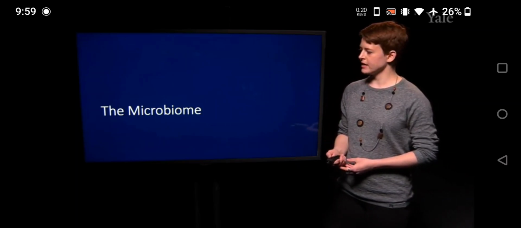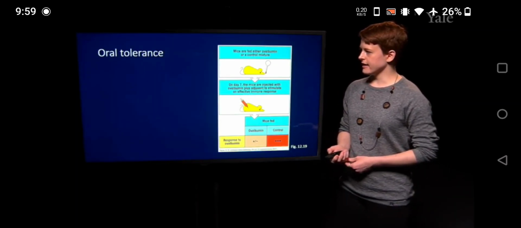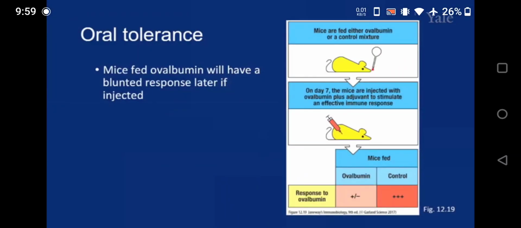In the gut, one concept that's very important is called oral tolerance. So this is an experimental example, but mice that are fed ovalbumin will actually have a kind of tolerizing response. So if they're injected later with the same protein, instead of having a severe inflammatory reaction, this reaction will be fairly muted.